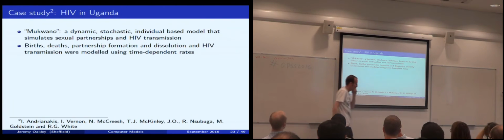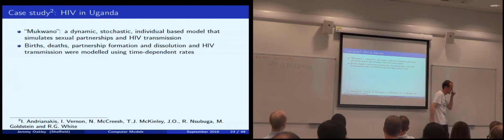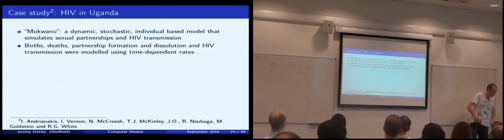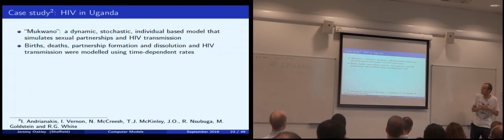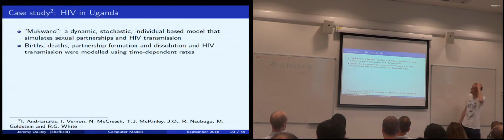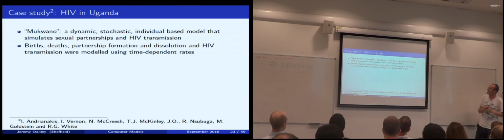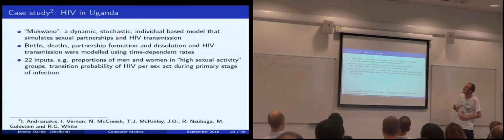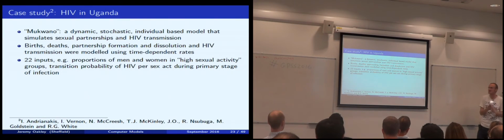So this is an application of that. This is another disease model. And again, it's Yanis at the front who led the effort on this work. This is part of a team of us looking at this one. This is a model for simulating HIV transmission and other things. It has a whole bunch of inputs. So this is a 22-input model.